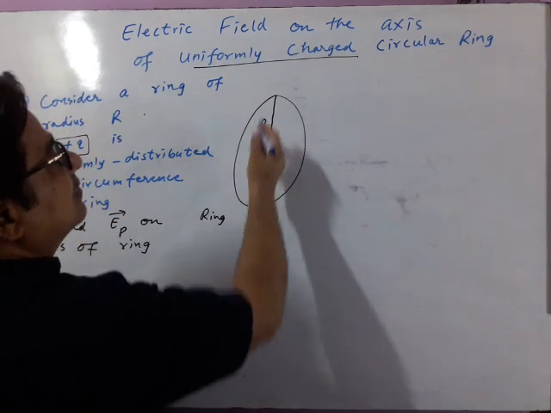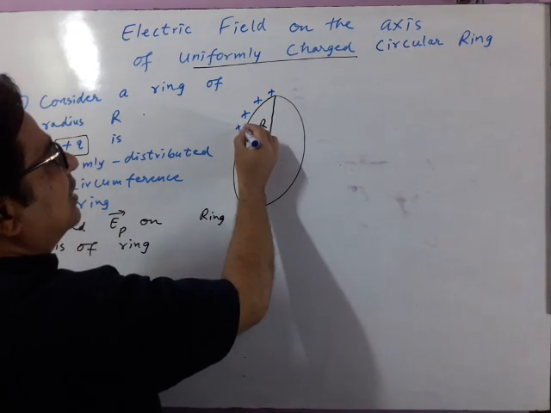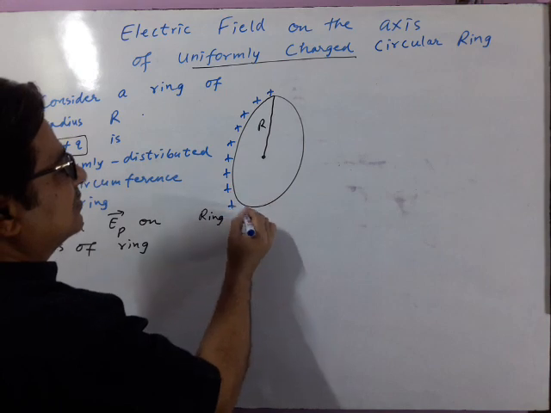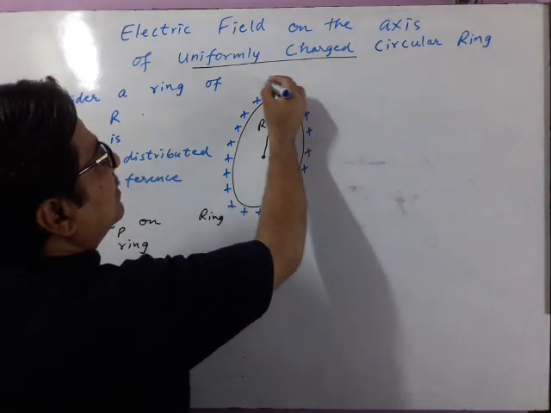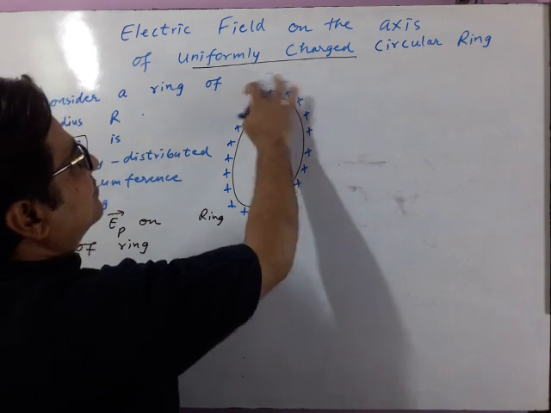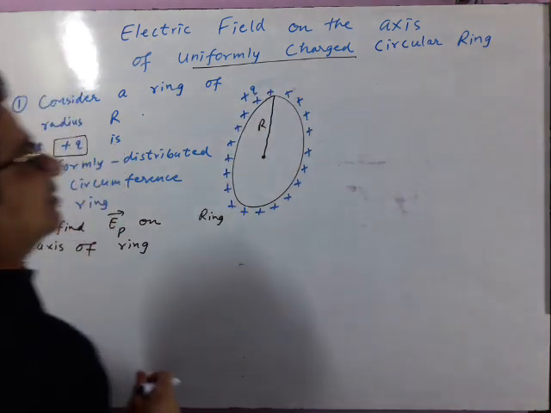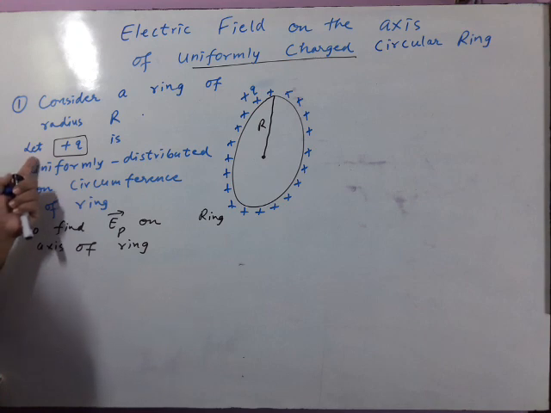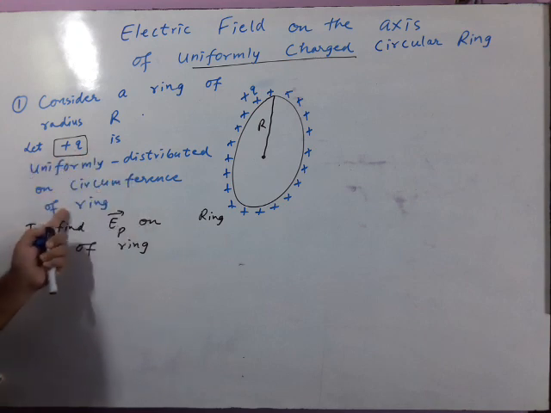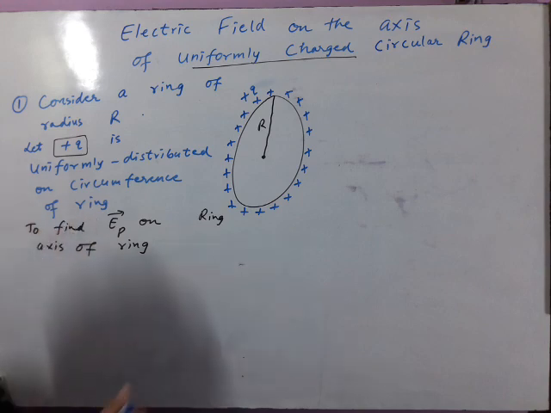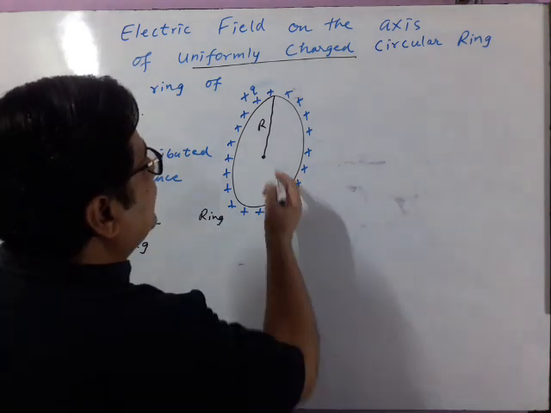Let us consider plus q charge is uniformly distributed over the circumference of the ring. Let plus q charge be uniformly distributed on the circumference of the ring. Now this is called the axis of the ring.